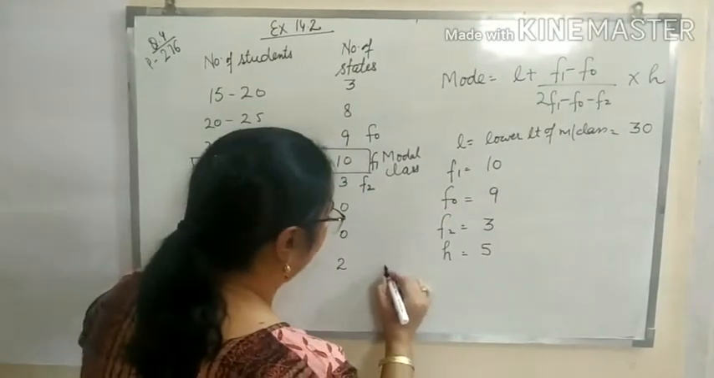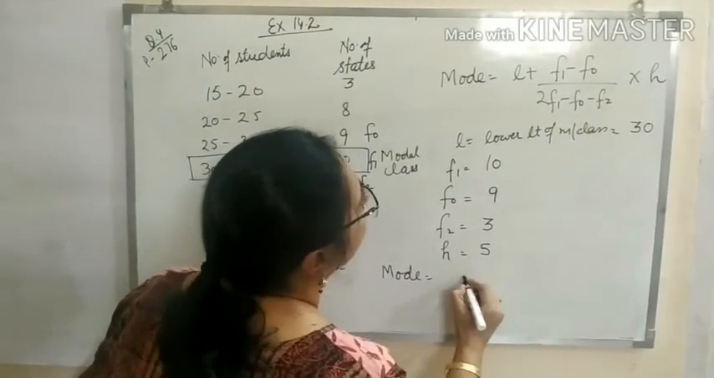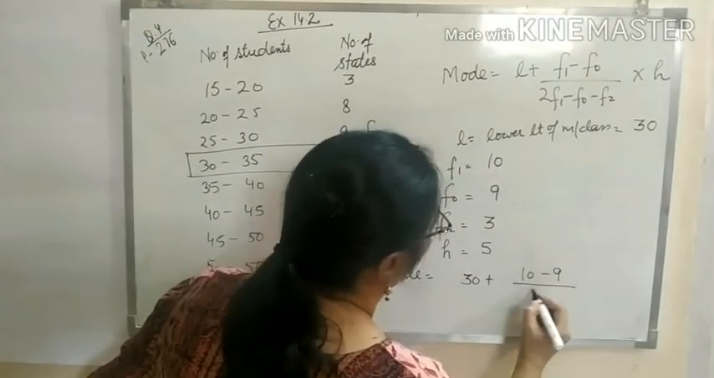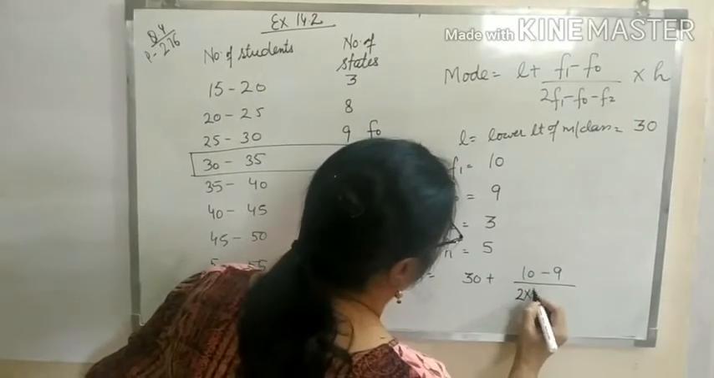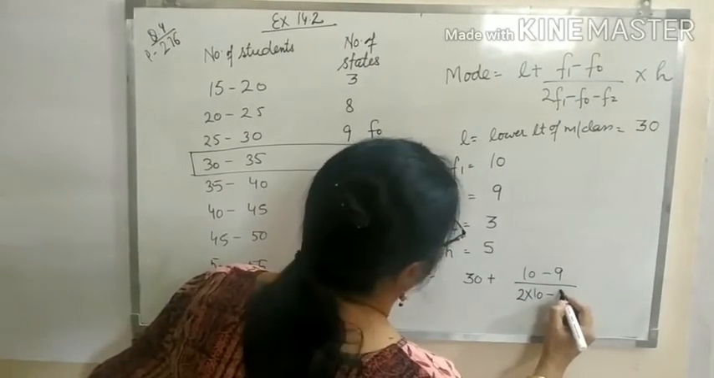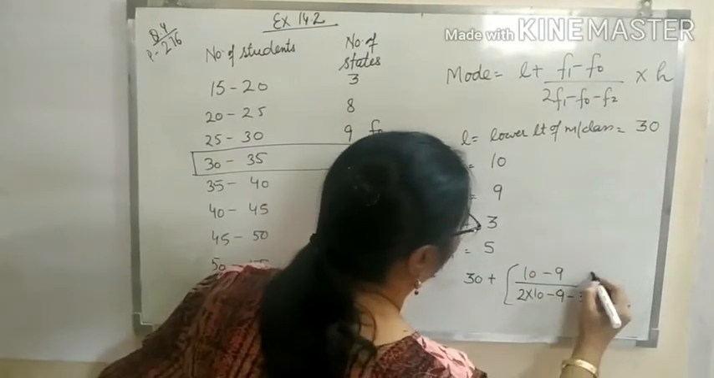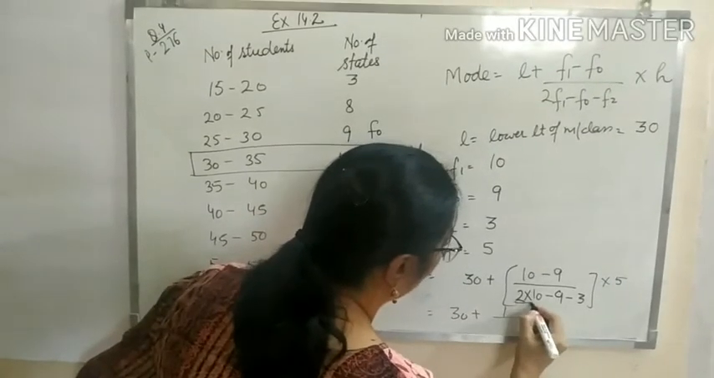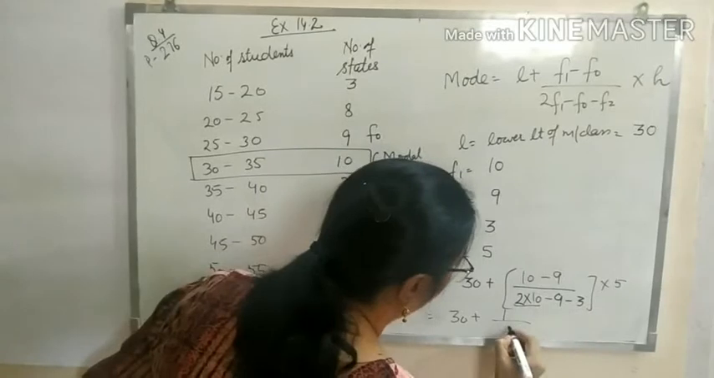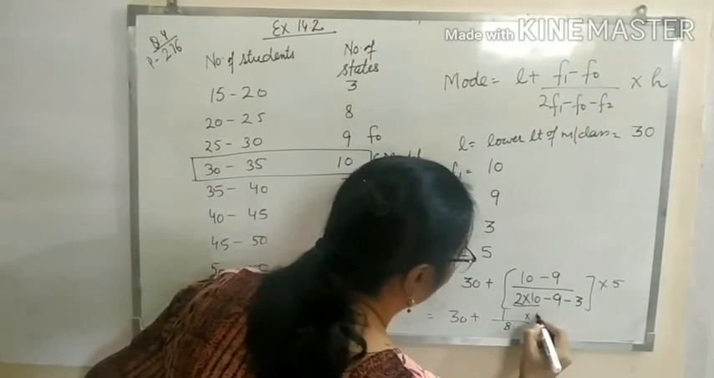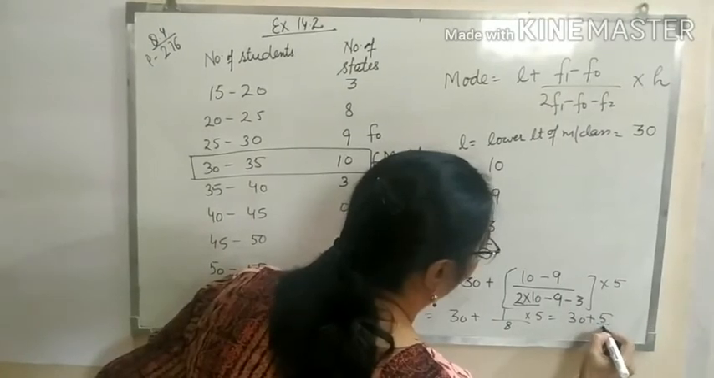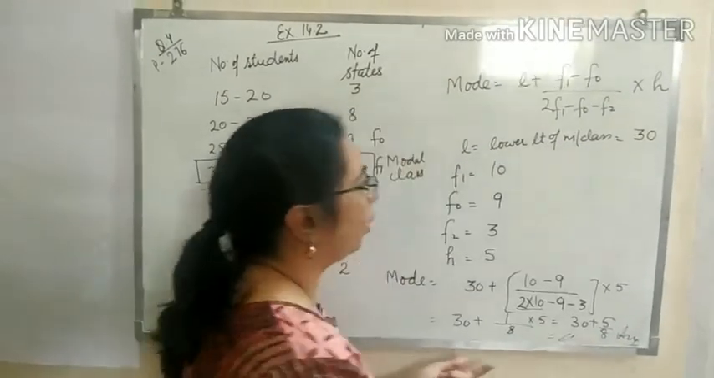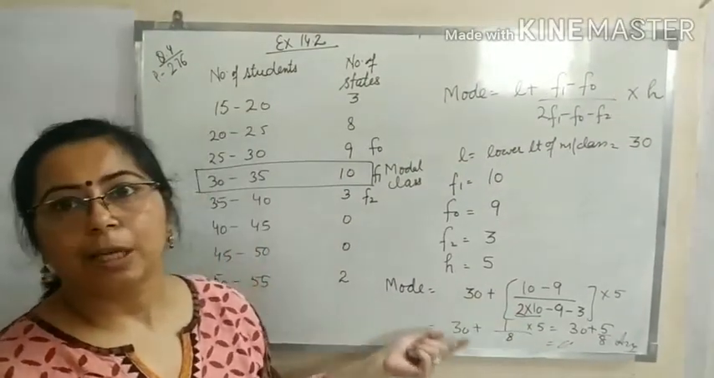Now putting the values in the formula, L is 30 plus F1 10 minus F0 9, over 2 times F1, 2 into 10, minus 9, minus 3, and into 5. So what you will get: 30 plus 1 upon, 20 minus 12, which is 8, and into 5. So this comes out to be 30 plus 5 upon 8. Simply by doing the simple calculations you will get the answer here. This is all about exercise 14.2. Complete it yourself. The questions are very easy.